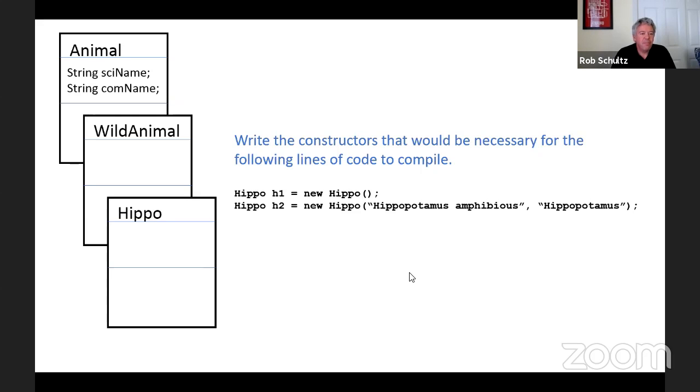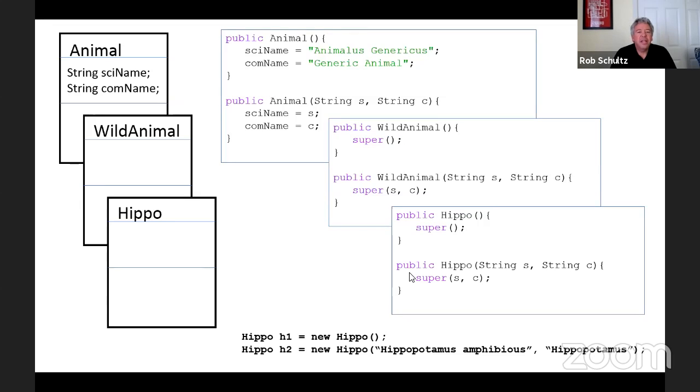Okay, that's our 5 minutes. So here is what I came up with. Okay, so think about this for a second. At the upper level, in the animal class, we want our actual constructors, the coded constructors, to be in the same class where our properties are. So I have a default animal constructor. I couldn't come up with a good scientific and common name, so I came up with Animalus genericus and generic animal for our scientific name and common name. And then I also have an overloaded constructor where we ask for 2 strings, S and C. We set scientific name to S and we set common name to C.